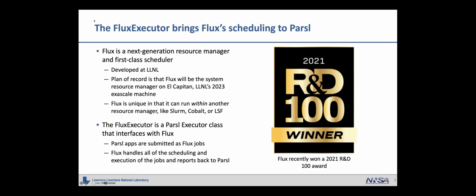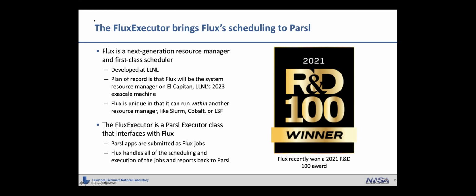Flux is now on the final slowest mile to replace Slurm across all of LLNL, and the plan of record is actually that Flux will be the system resource manager on LCAP, which is the 2023 exascale machine planned for Livermore. And in fact, Flux recently won an R&D 100 award. Actually, that was just this month, which is why I have a little image of it on the right.